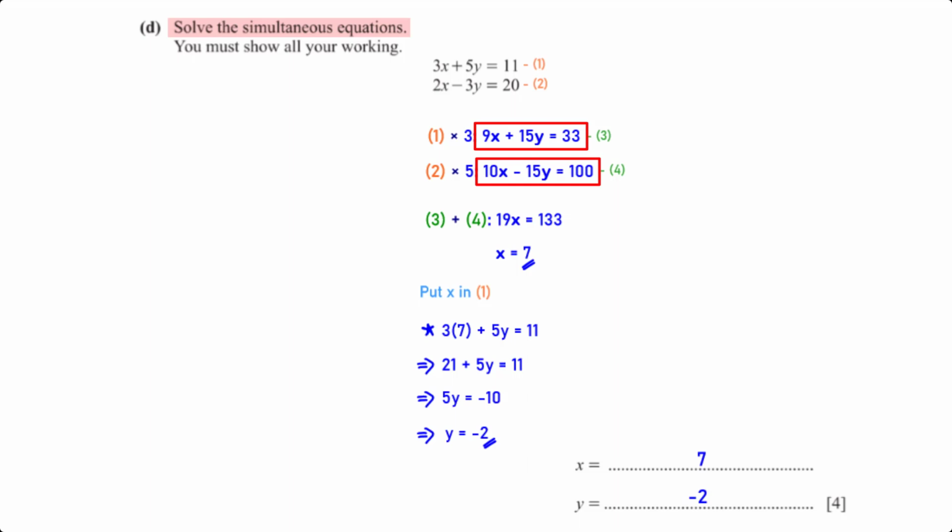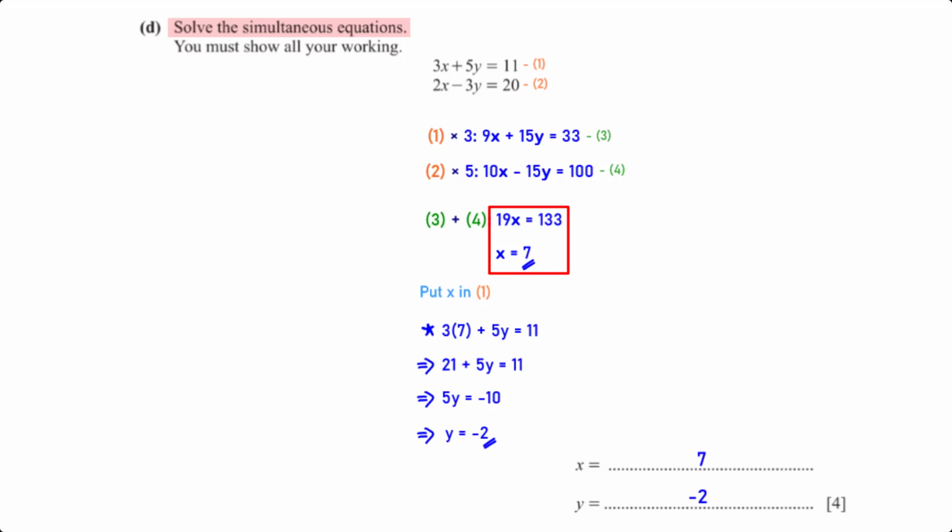Now that we have 15y in equation 3 and minus 15y in equation 4, we can eliminate y by adding equation 3 to equation 4. This gives us 19x equals 133. When we divide both sides by 19, we get x equals 7.